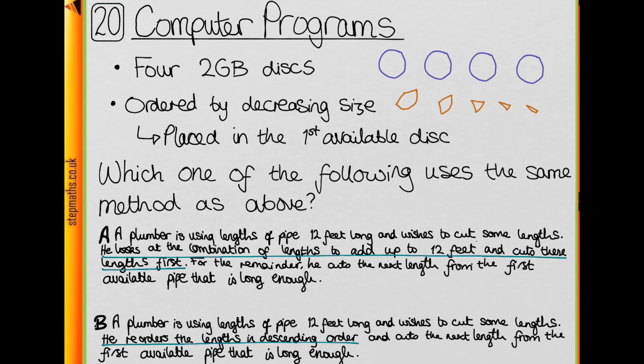Going back to our original scenario, we've got our discs which we are linking to our pipes of 12 feet long, and we're going to fit things in, and we've put them in decreasing size. So we should be able to see pretty quickly that our answer is going to be B, because we're putting the pipe in decreasing order and then cutting it. And you can imagine that as almost the same problem.